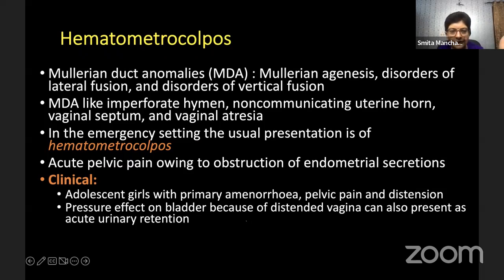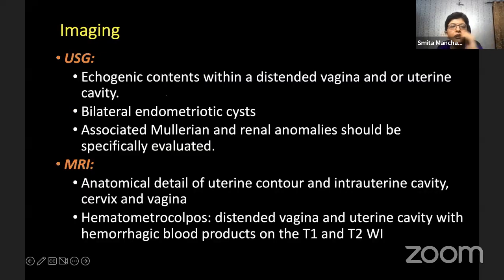to acute urinary retention. So imaging, all of us know, shows echogenic contents on ultrasound, distended vagina or uterine cavity. There can be bilateral endometriotic cysts, and other associated Mullerian or renal anomalies should be evaluated. Similarly, on MR, evaluate the details of the uterine contour, cavity, cervix and vagina.